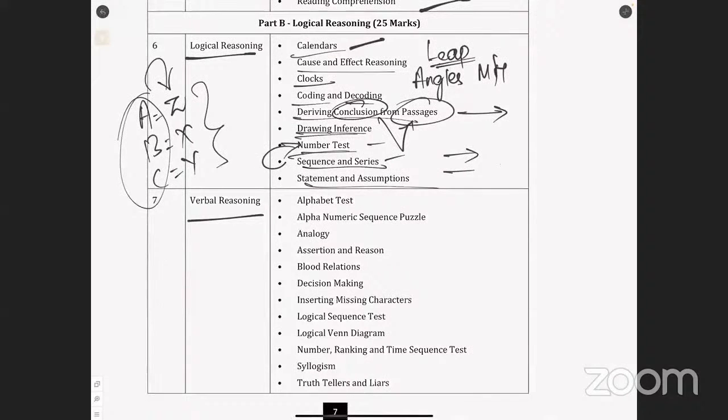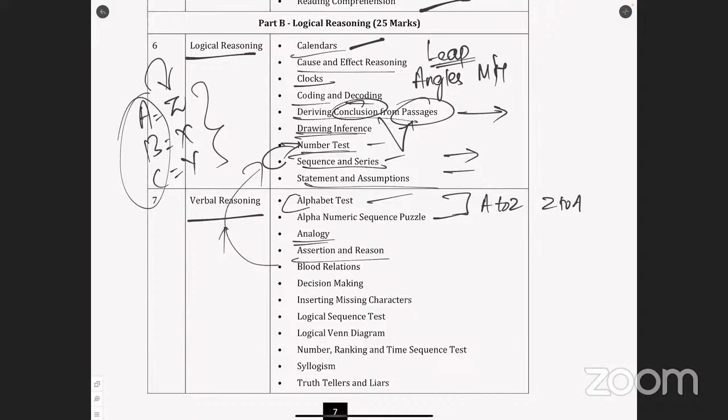Then we come to verbal reasoning, wherein we have alphabet test and alphanumeric sequence puzzle. I can club these two actually, based on the series of alphabets like A to Z and sometimes Z to A. So that is covered in these two topics. Then we have analogy, assertion and reason, which is something similar to one of the topics here in logical reasoning. When we get into that, you will know.